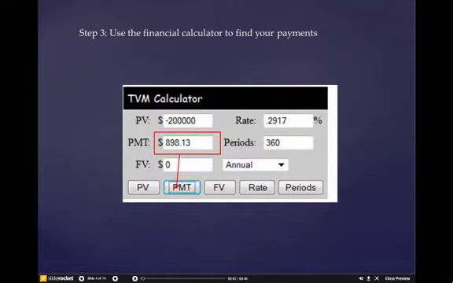So as you see here, we pulled out our fancy dancy time value of money calculator. We put our inputs in. We had that negative 200,000 present value, or what is that value today. Our rate is 0.2917. That's that 3.5 divided by 12. Our periods are 360. That's 30 years times 12. And our future value is still 0. So our payment is going to be $898.13. So that'll be our monthly payment to cover principal and interest on a 30-year mortgage.